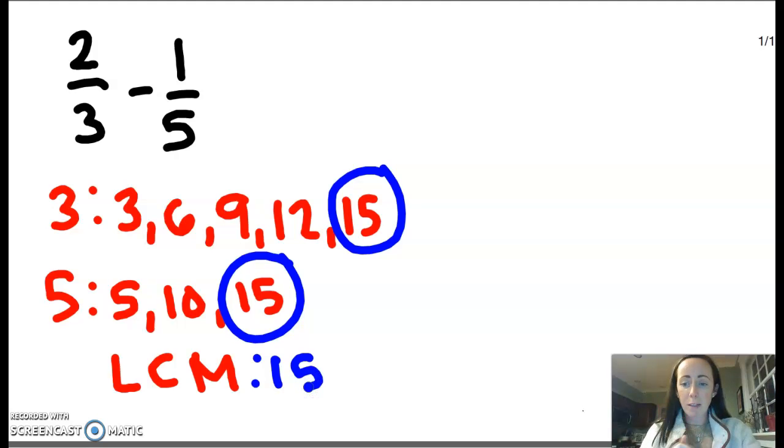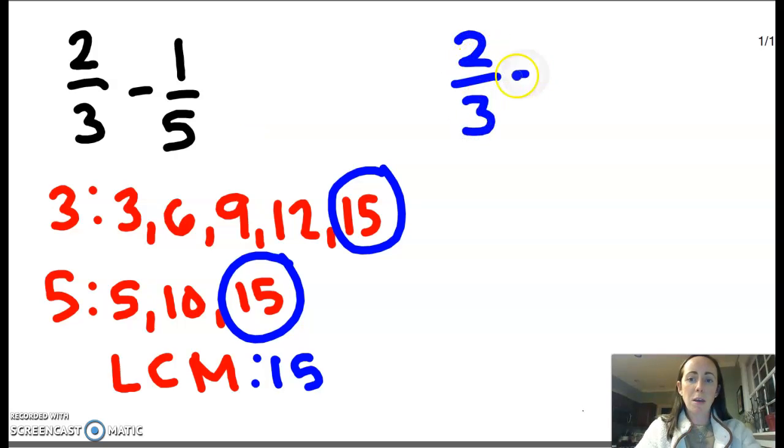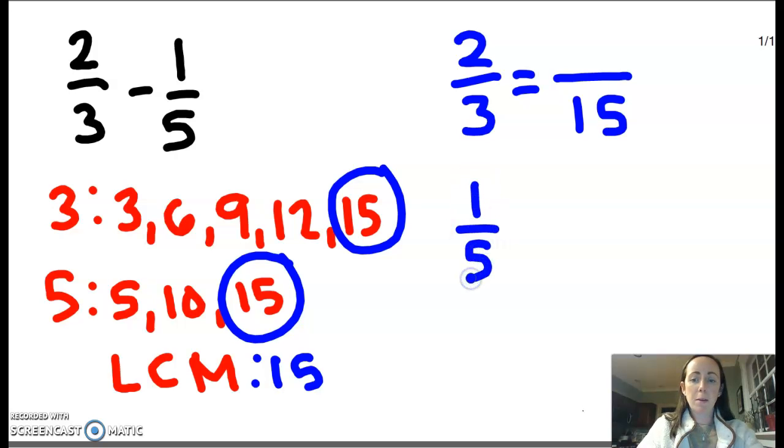Now, I'm looking for that because I'm using that to now make these fractions like, and I'm going to use my least common multiple to now make it into equivalent fractions, making these two fractions, 2/3 and 1/5, into equivalent fractions, but now having that denominator of 15. So I'm going to set up my equivalent fractions over on the right of my workspace. So I have 2/3, and I'm making it into an equivalent fraction with a denominator of 15. And 1/5, same thing, making an equivalent fraction with a denominator of 15.